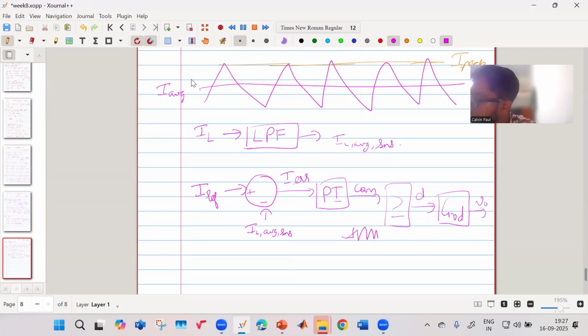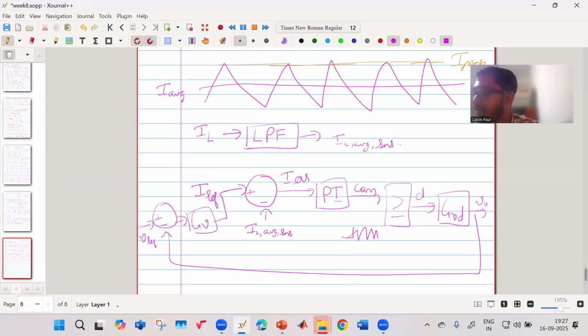Now, in some cases, you don't just want to control your reference current. You want to control the voltage as well. So you'll have a reference which you subtract from your output voltage that is passed through a controller which generates your I reference. Okay, so this is your inner current loop and this is your outer voltage loop.